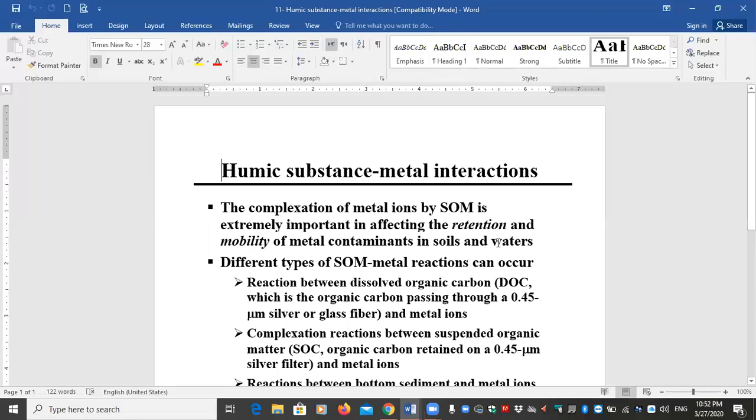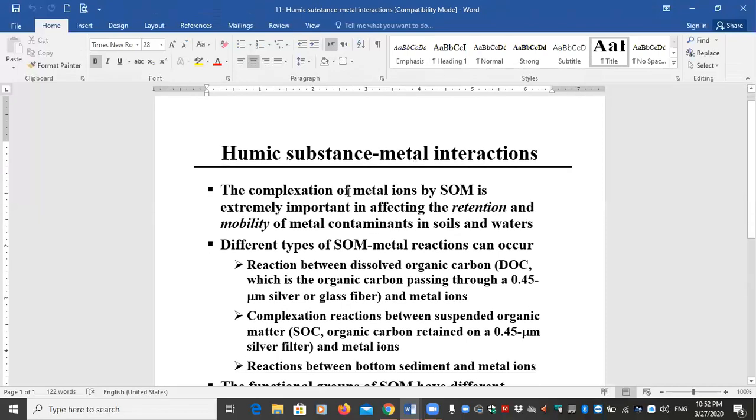Okay, now we come to an extremely important characteristic of the humic substances for us in soil chemistry, and that is their interaction with metals. The complexation of metal ions by soil organic matter is extremely important in affecting the retention and mobility of metal contaminants in soils and water. So if they are complexed with them, that means they will slow them down. They will not allow them to be mobile, or sometimes if they are soluble, it might enhance their mobility, but it does affect their retention.